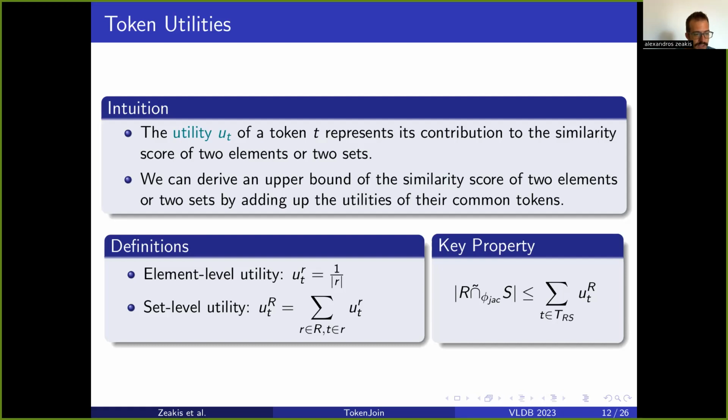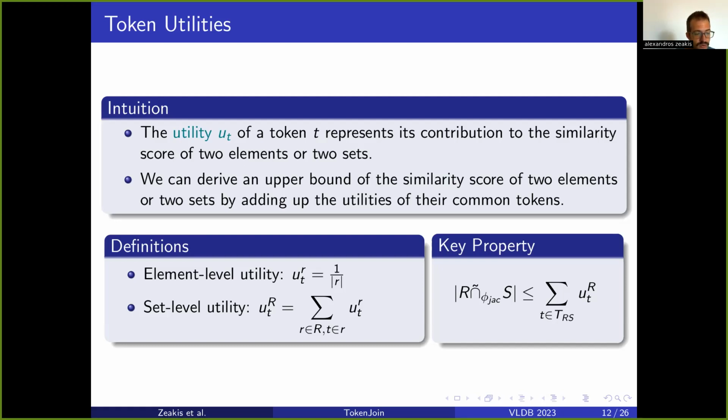As an element level utility, the utility of token T in an element R is 1 over the size of R. For example, if we have an element with 4 tokens and then a candidate misses 1 token, we can assume that even if it matches all 3 tokens, then the element similarity cannot be over 0.75. In other words, by missing 1 out of 4 tokens, the candidate's matching score reduces by 1/4.